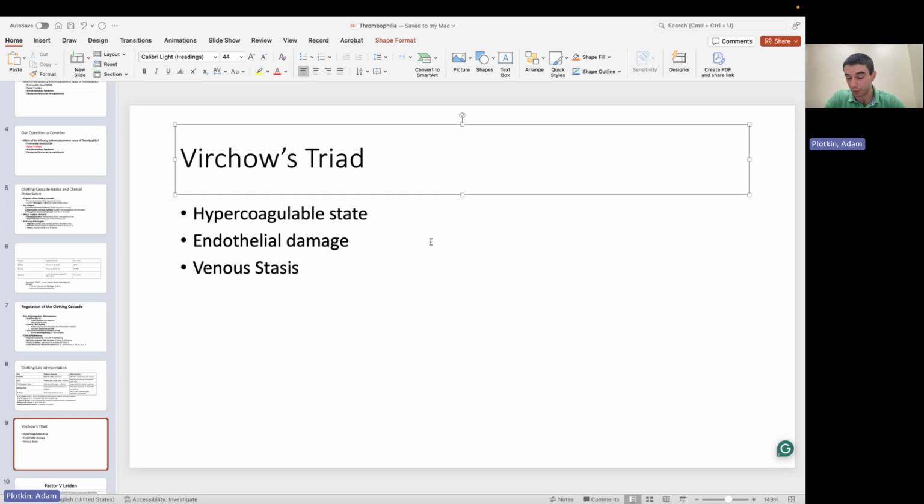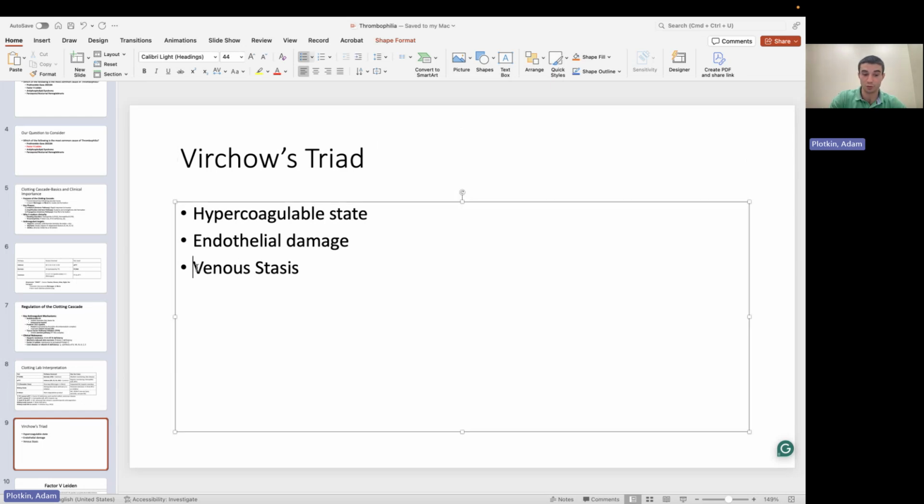It upregulates clotting factor production in the liver. A patient who's been sitting for a very long time or immobilized is in a hypercoagulable state due to venous stasis. Smoking puts us in a hypercoagulable state due to endothelial cell damage. Diabetes causes endothelial cell damage, right? We could go on and on and on. But whenever I'm thinking about clotting factor problems, I always think about Virchow's triad, right?